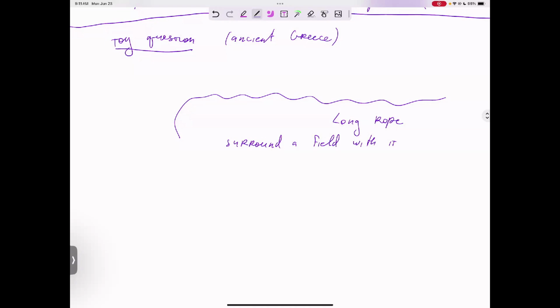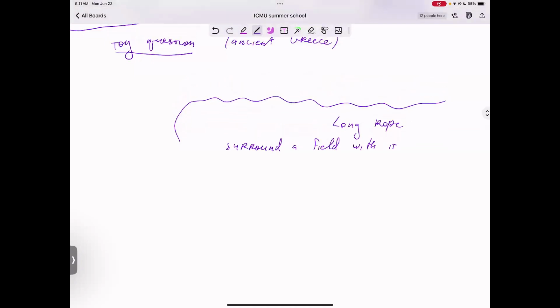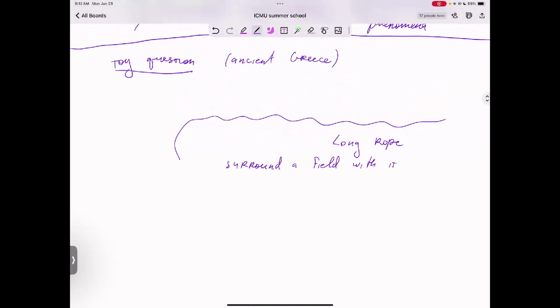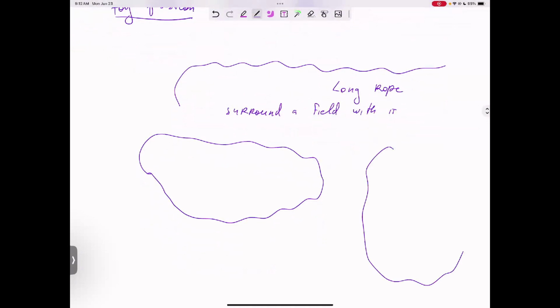What would you do with this rope if you want to surround as much field as possible? So you want a plot of land as big as possible with this fixed rope. What would you do? Any ideas? I would make a ball. You'd make a ball, exactly.